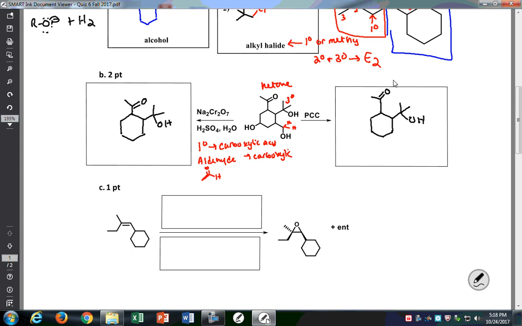So we have a secondary alcohol and a primary alcohol. And our chromic acid will take our secondary alcohol and form our ketone.